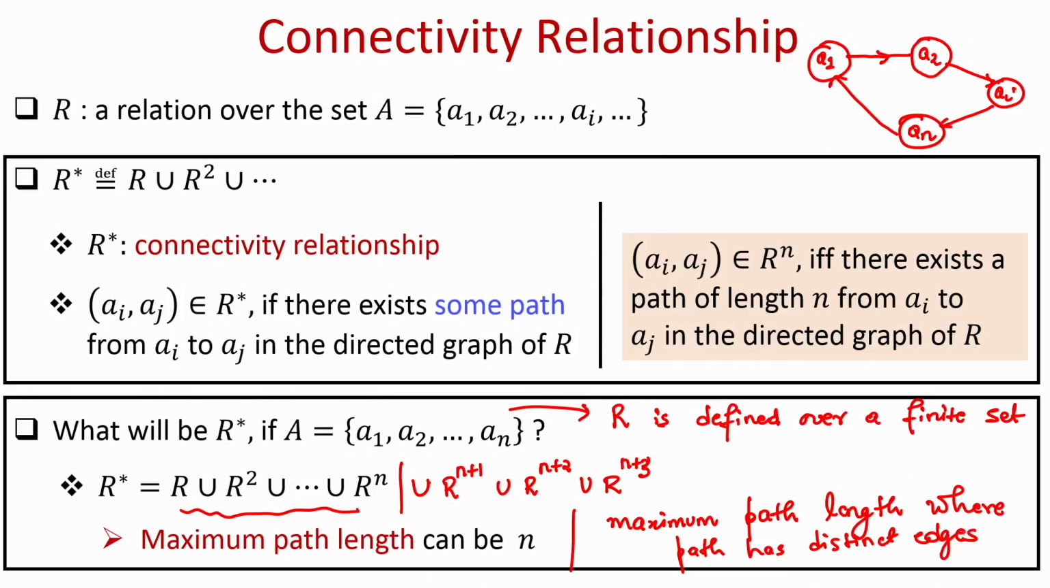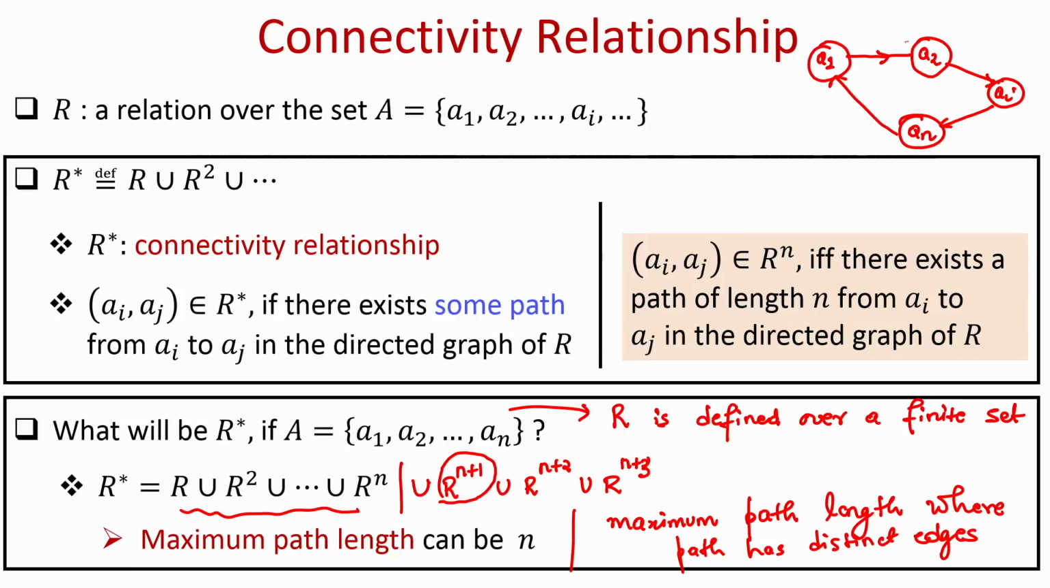And why distinct edges? Because if I say, for instance, consider R power n plus 1, that means I am interested to find out whether there exists a path of length n plus 1 between any two nodes in the graph G. Well, since I have only n distinct nodes possible, then a path of length n plus 1 is possible only if a node is repeated in the path.